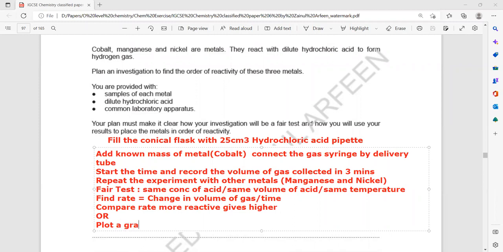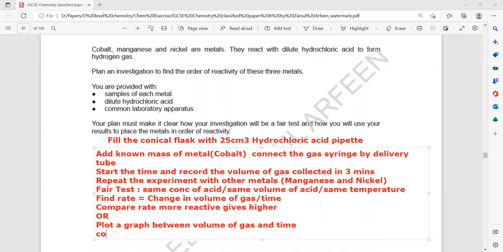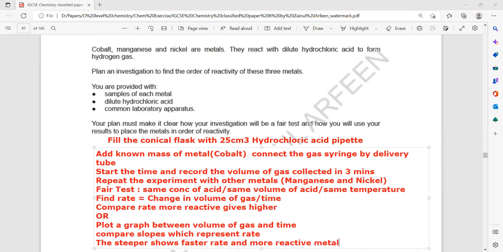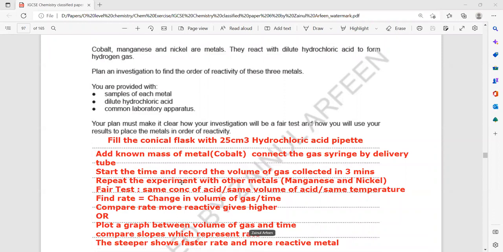So we can plot a graph between the volume of the gas and time and compare the slopes, which represent the rate. The steeper one shows a faster rate and a more reactive metal. So this is how it can be done. We can sketch a graph here to elaborate, but don't label which is more or less reactive, since you don't know that. Just label the three different metals and compare their slopes in 3 minutes. The one which is steeper is faster. Is it clear, how this experiment can be done and how we can find the rate of the chemical reaction?